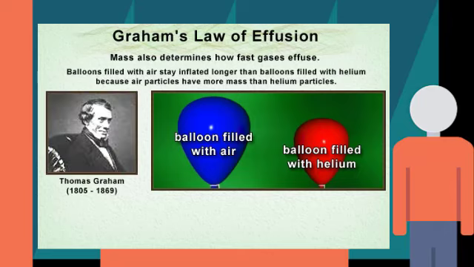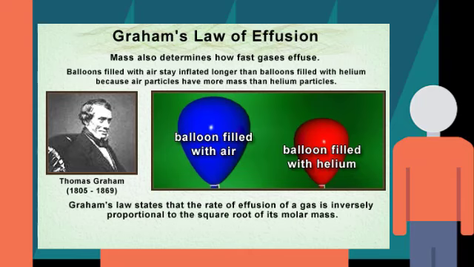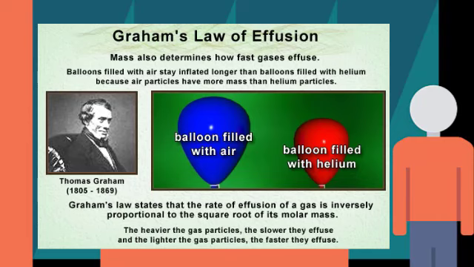Thomas Graham, a Scottish chemist, studied the effusion of gases and formulated Graham's law, which states that the rate of effusion of a gas is inversely proportional to the square root of its molar mass. This means that the heavier the gas particles, the slower they effuse, and the lighter the gas particles, the faster they effuse.